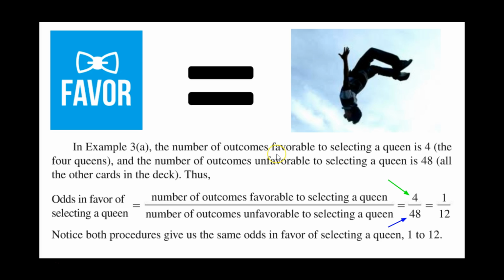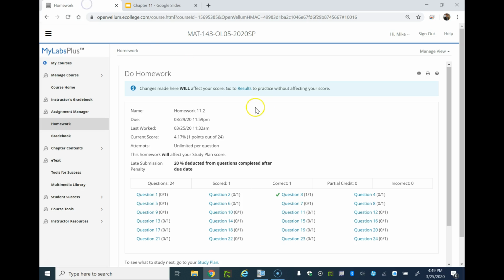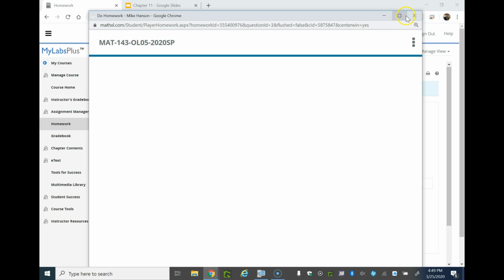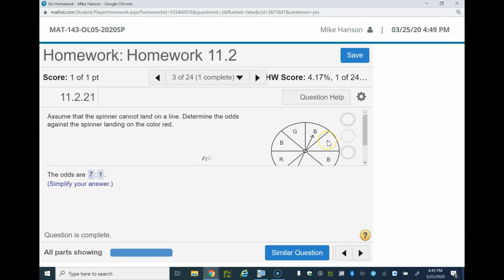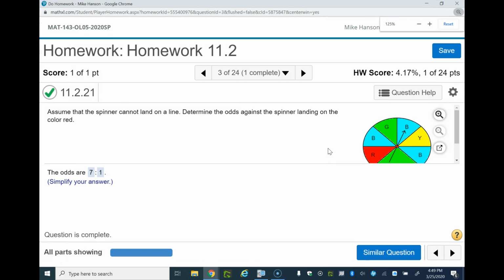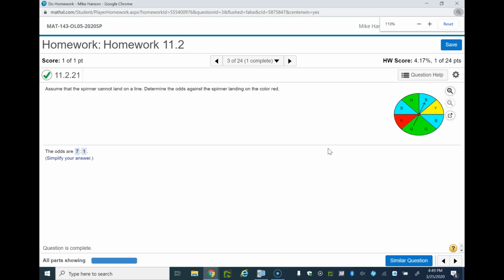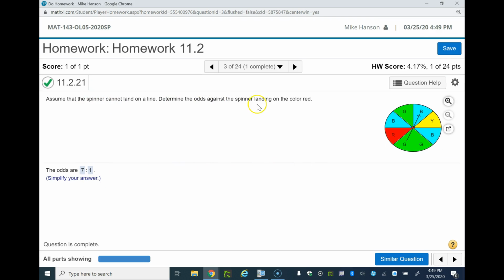So let's back up and go to the homework now. There's a few problems I want to work with. Let's do number 3 first. For this particular answer, I already answered it, but the question was to determine the odds against. So remember, if the against is known in the problem, the first part of the answer, the one that goes on top, is the against one, the failure one. The success goes on the bottom.